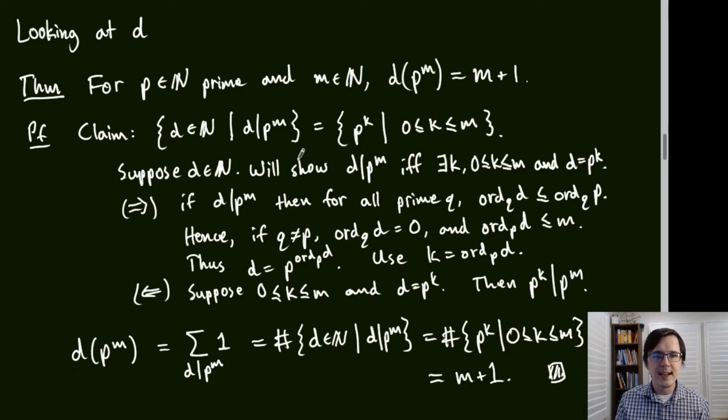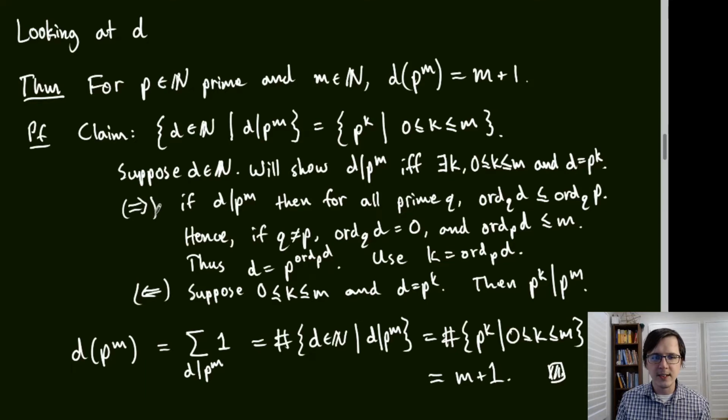Let's suppose that d is a natural number. By the way, to show two sets are equal, we just have to show that whenever we have a natural number, it's an element of the first set if and only if it's an element of the second set. So we'll show that d divides p to the m, so it's an element of the first set, if and only if there exists a k within the bounds such that d equals p to the k. So it's in the second set.